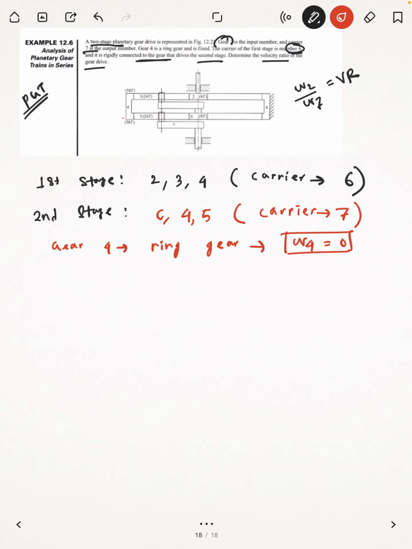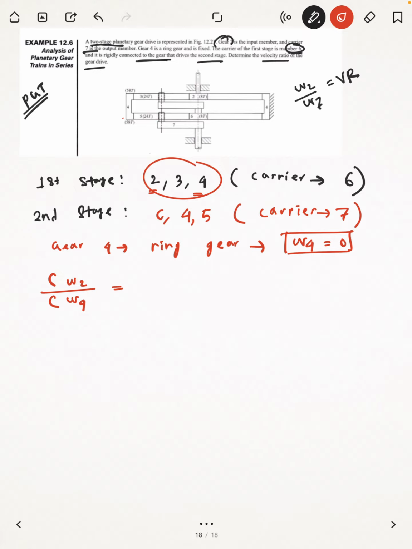So first of all, what do you need to do then? We are given what? Nothing is given, only the teeth numbers are given. So let's start with C omega 2, first stage. We're considering the first stage. So C omega 2, from 2 we're going to 4, C omega 4. So how are the gears meshed?